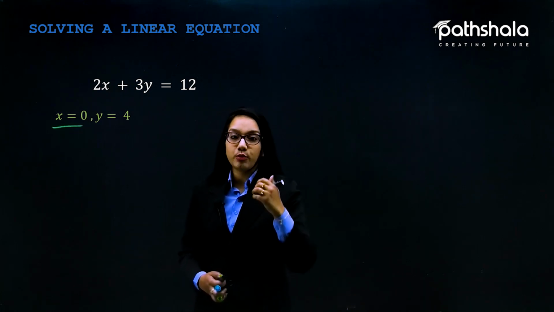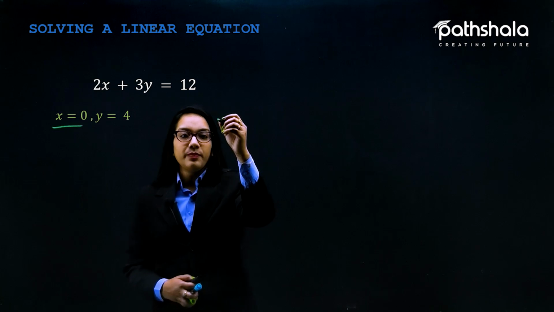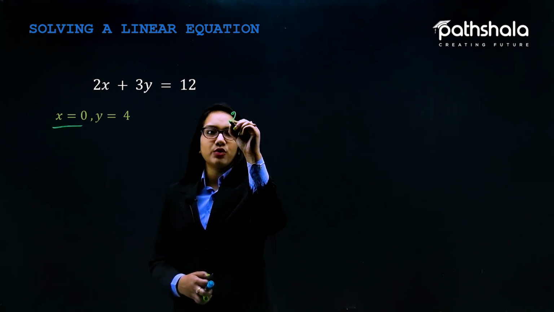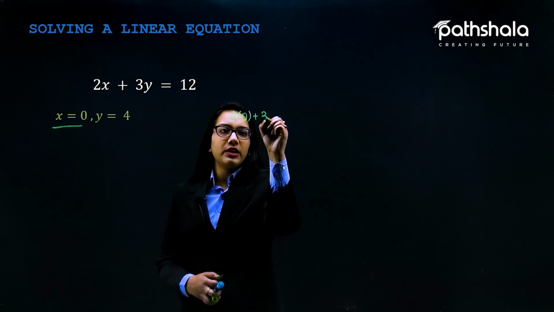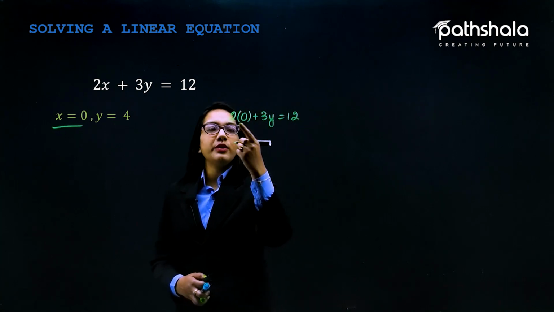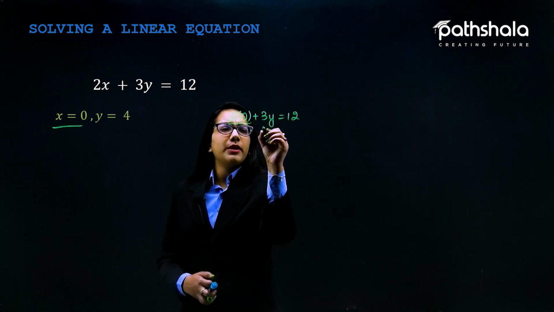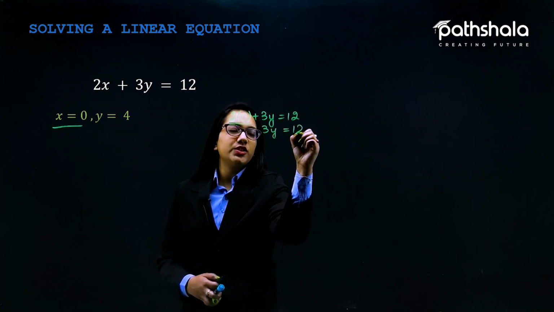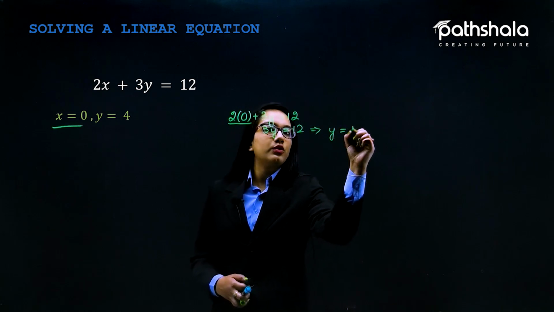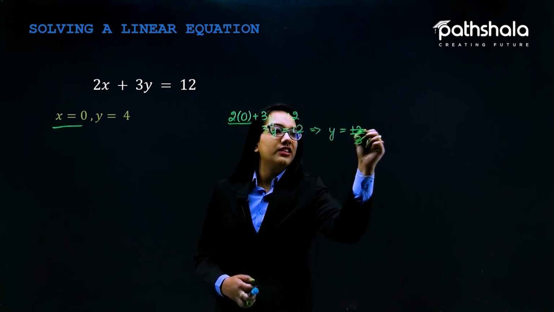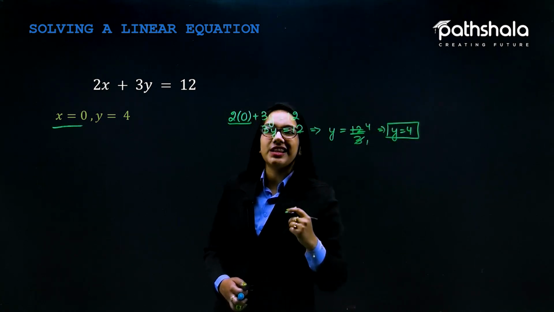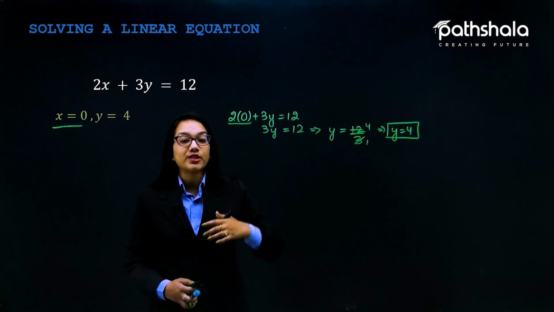How come? Suppose I'm substituting x as 0 in this equation. So we have 2x plus 3y is equal to 12 and I'm taking x as 0. So it will be 2 into 0 plus 3y is equal to 12. Further, 2 into 0 is 0, plus 3y means 3y is equal to 12. Let's transpose 3 to the other side. So y is equal to 12 by 3, and 3 into 4 is 12, so y is 4. It means for the value of x is equal to 0, we are getting y as 4.